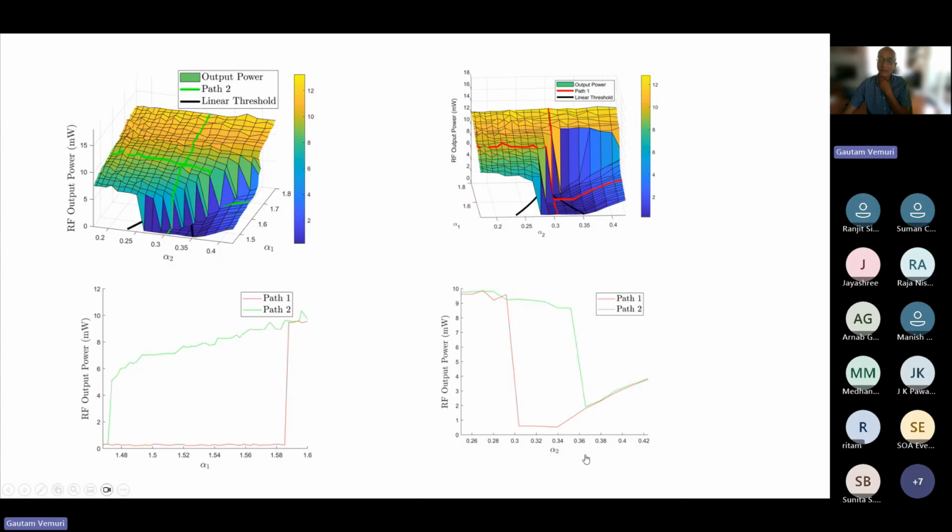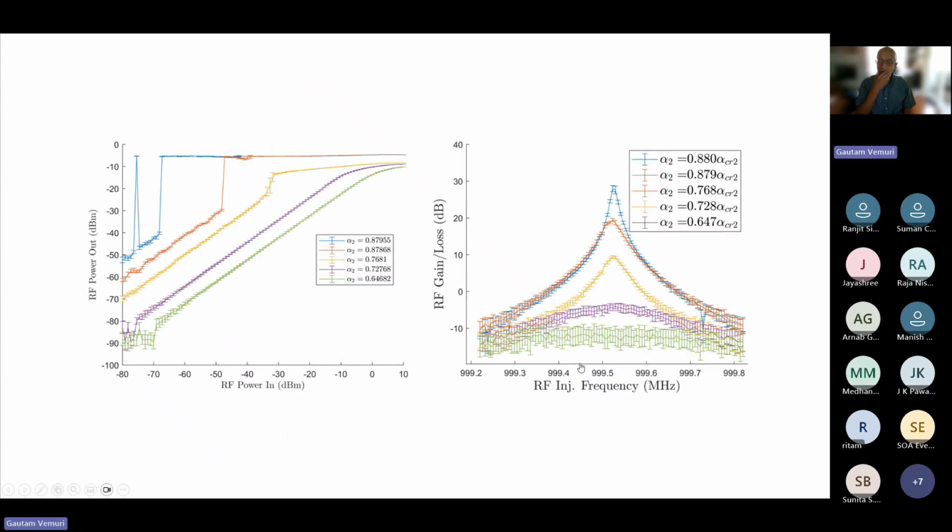Here, if I hold alpha 1 at its critical value and scan alpha 2, then from these two plots, you'll get this behavior. So you can see in both cases, there is a hysteresis, which again, anytime we have a hysteresis, we know that as long as the signal is wider than the width of the hysteresis loop, it will trigger it from one state to the other. And so that's a mechanism for using it as a sensor. So we did use it as a sensor.